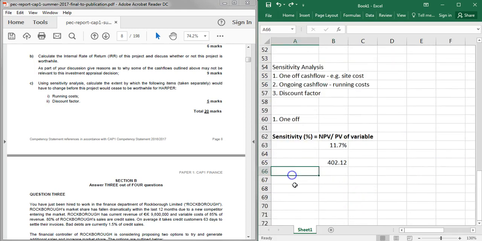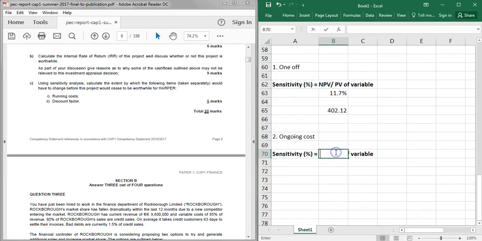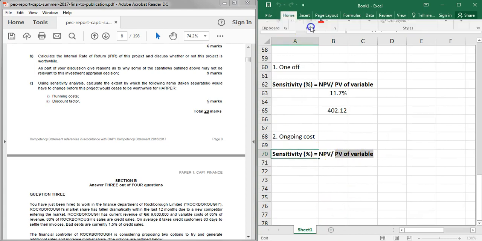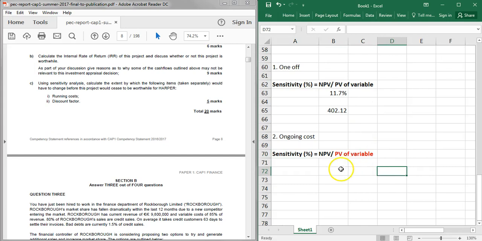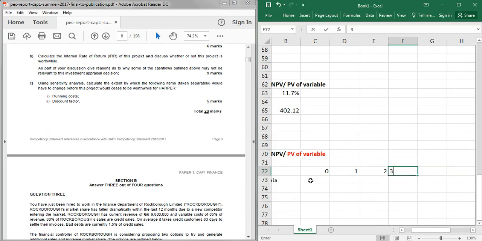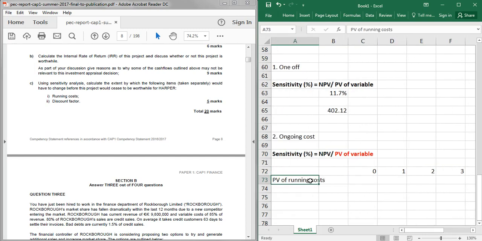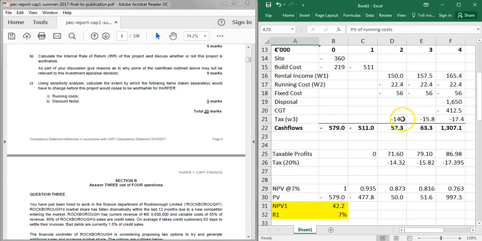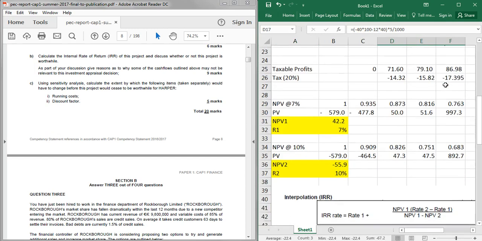The problem now with the second one is an ongoing cost. It's still the exact same formula. The problem is here to get the present value of the variable. This is the tricky bit here. You have to do a little calculation. We need to get the present value of the running costs. So we have 0, 1, 2, 3, and 4. So we need to say, what's the present value of all those running costs? Because they're not at time 0. What we have instead is 22.4 in year 2, year 3, and year 4. So we'll bring down those as cash flows.